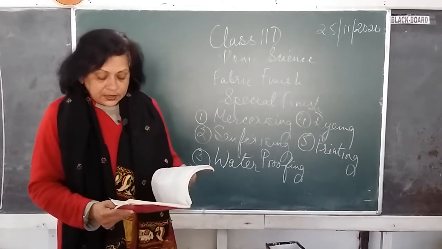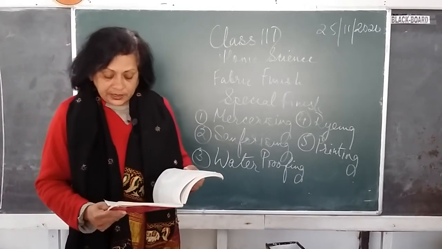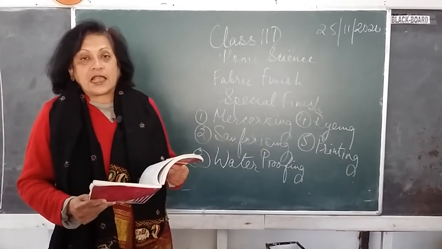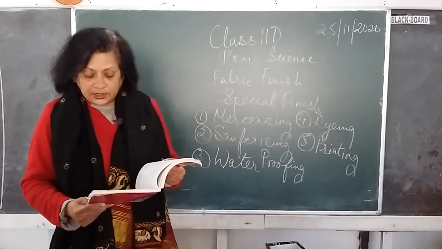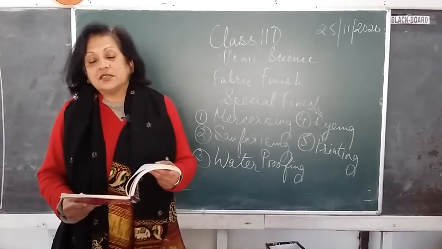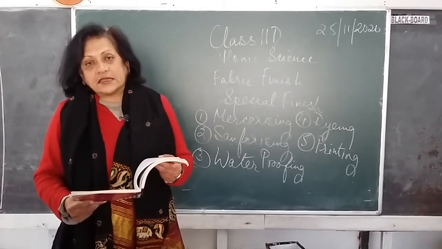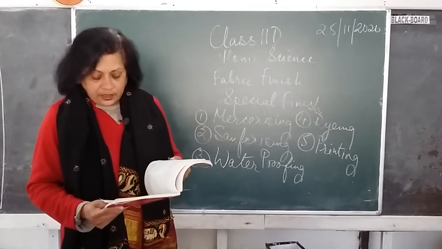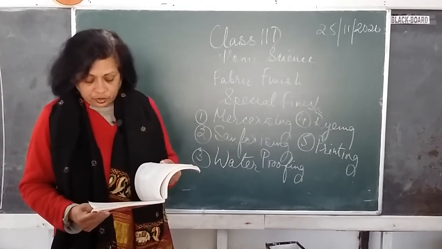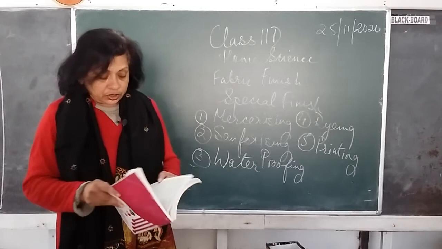So once again, what is done? The cotton fabric is made wet, then it is saturated in a solution of caustic soda, and then afterwards it is neutralized. That is, an acid is added so that we neutralize the alkali which is present in the solution, and then thoroughly washed.